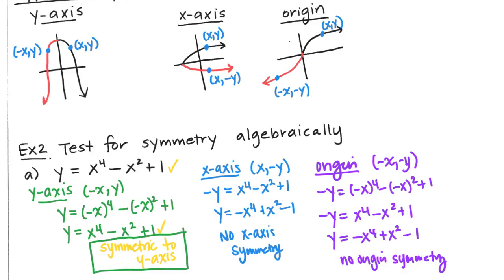Most graphs are not symmetric to any of them. They're just a random graph in space, so the fact that it has symmetry is special. It is possible to be symmetric to more than one. An example would be a circle centered at the origin. That would be symmetric to the y-axis, the x-axis, and the origin. So you should check for symmetry in all directions, even if you found that it does work in one direction already.